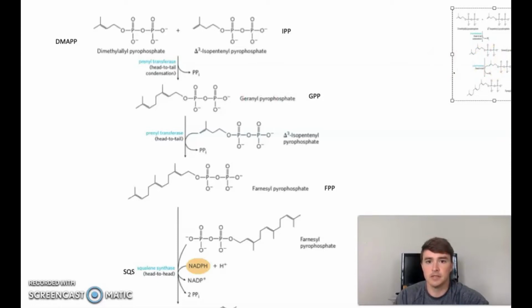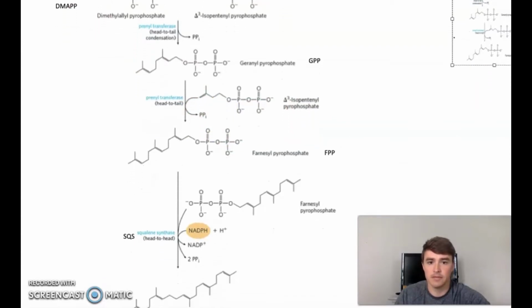The next reaction is the exact same as the first. It is a head-to-tail reaction utilizing the exact same enzyme. The only difference is IPP is attacking GPP instead of DMAPP. Again, it's displacing another diphosphate group. And this now forms a 15-carbon farnesyl pyrophosphate intermediate.